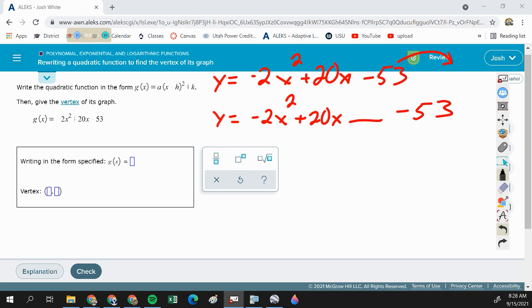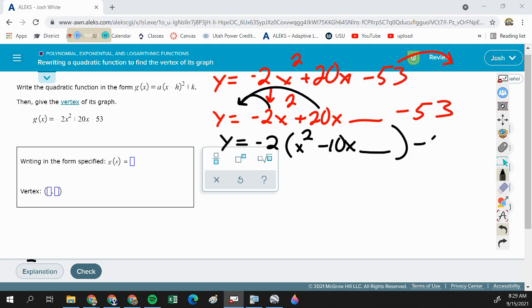But there's one extra step here because completing the square with a negative 2 out front is really tough. So we're not going to do it. We're just going to factor that out. So I'm going to take a negative 2 out of each of those. So whatever number is there, if it's not a 1, you need to factor it out. So y equals negative 2 times, if I take the negative 2 out, what's left? x squared minus 10x, leave a space, minus 53.